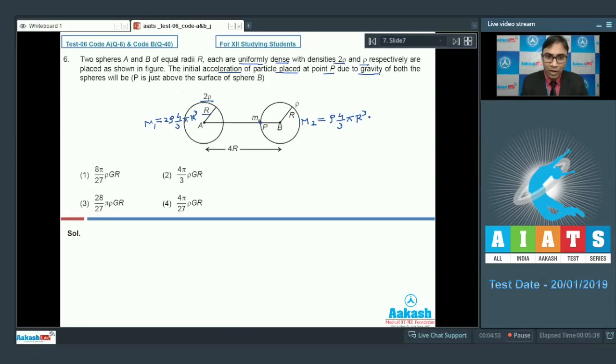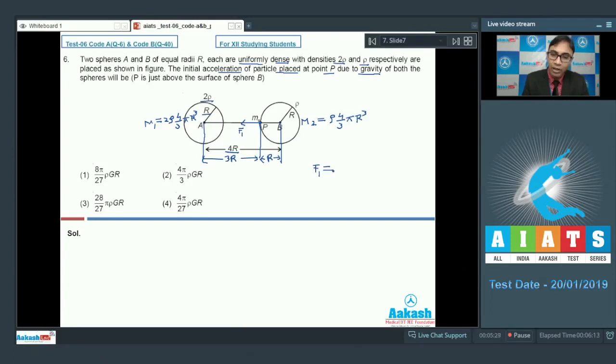So now we know the masses. And what is the distance of the particle from the centers of each sphere? This whole distance is 4r. So we can say that the distance of A from m0 will be equal to 3r, and the distance of B from m0 will be equal to r. So force due to the first sphere, that will be F1. What will be the value of F1?